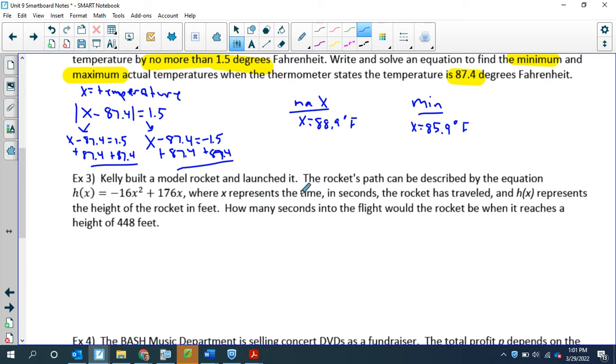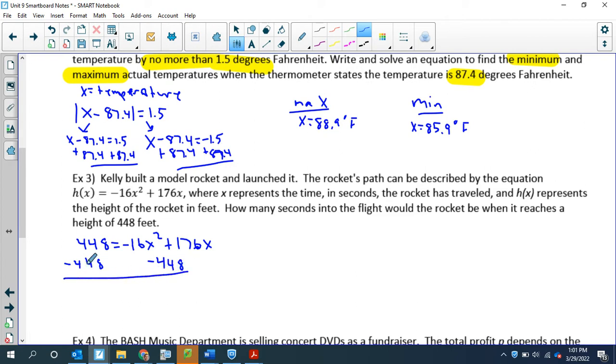So again, x represents time, h of x, which is just function notation, is the height. We want to know how many seconds it would be when it's 448 feet high. So that means we're replacing the h of x, the left side, with 448. And to solve this, we're going to have to go back to our unit 4, because we're going to have to factor this or use the quadratic formula. Well, I'm going to factor it. Remember, in order to factor, you have to set it equal to 0. So I'm going to subtract 448 from both sides to make one side 0.